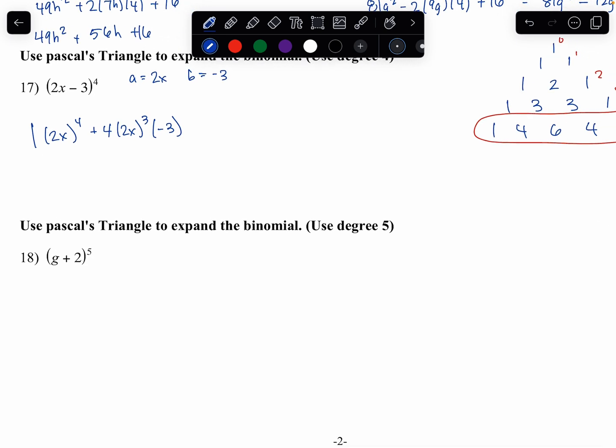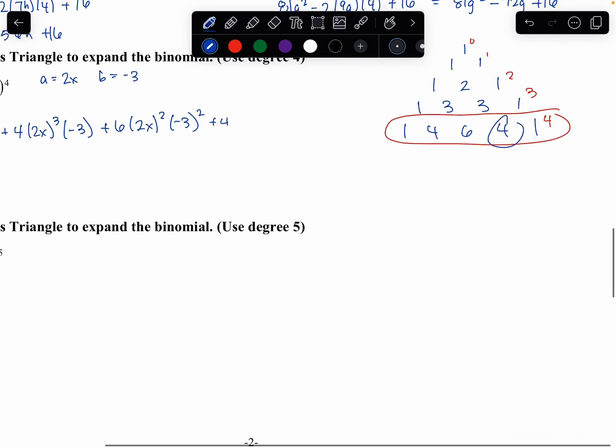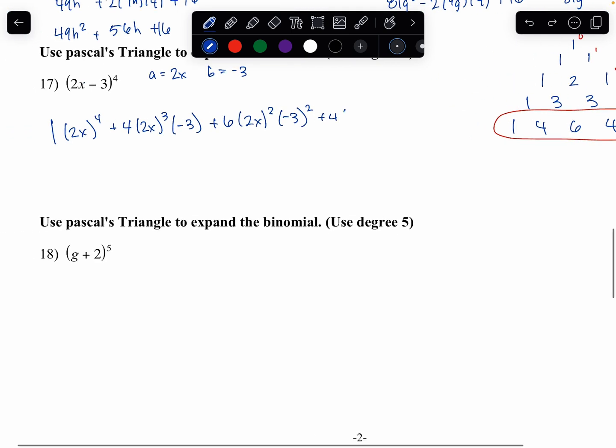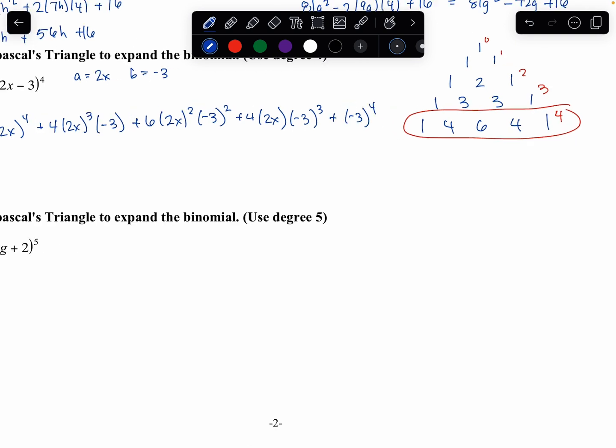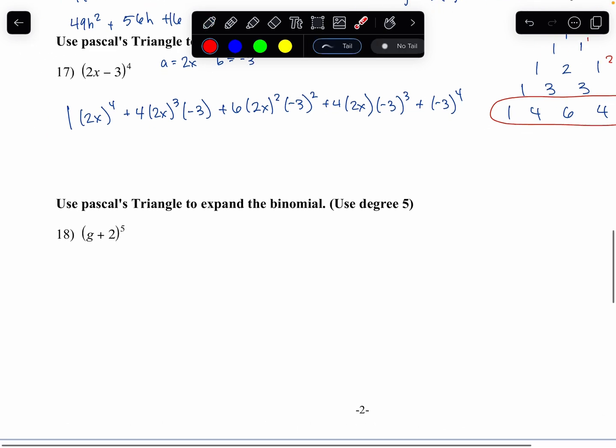The next term is going to be plus 6. And then we're going to have 2x squared, and then negative 3 squared. Then we're going to have a coefficient of 4. You can see that there. And then we're going to have 2x to the 1st power, and negative 3 to the 3rd power. And then we're going to have plus 1, and then negative 3 to the 4th power. So the patterns tell me everything.